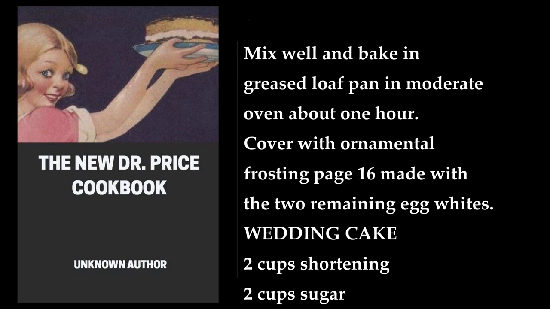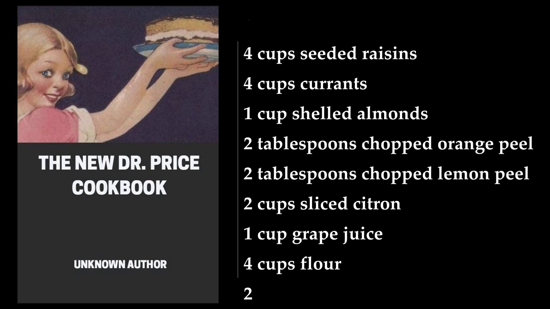Wedding cake. 2 cups shortening. 2 cups sugar. 6 eggs. 4 cups seeded raisins. 4 cups currants. 1 cup shelled almonds. 2 tablespoons chopped orange peel. 2 tablespoons chopped lemon peel. 2 cups sliced citron. 1 cup grape juice.